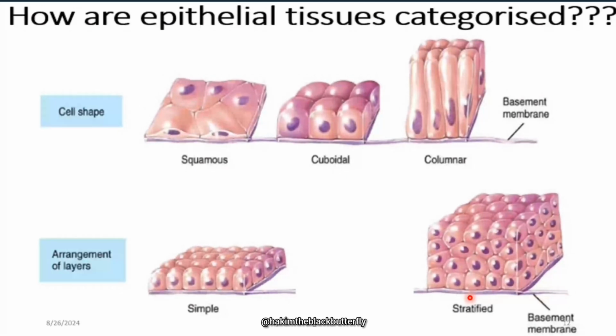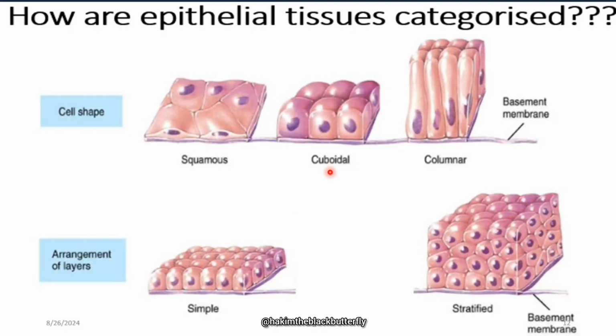Okay, so these tissues can be categorized. How are they categorized? We categorize them based on two criteria. Number one, the shape of the cells. Number two, the arrangement of the cell layers. Based on the shape of the cells, we have three categories of epithelial tissues. Number one, we have tissues that we call squamous epithelial tissues. These ones are tissues that have cells that are thin and flat.